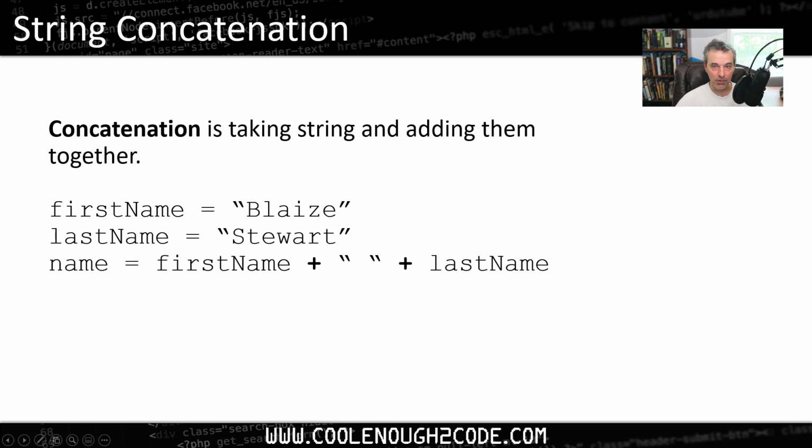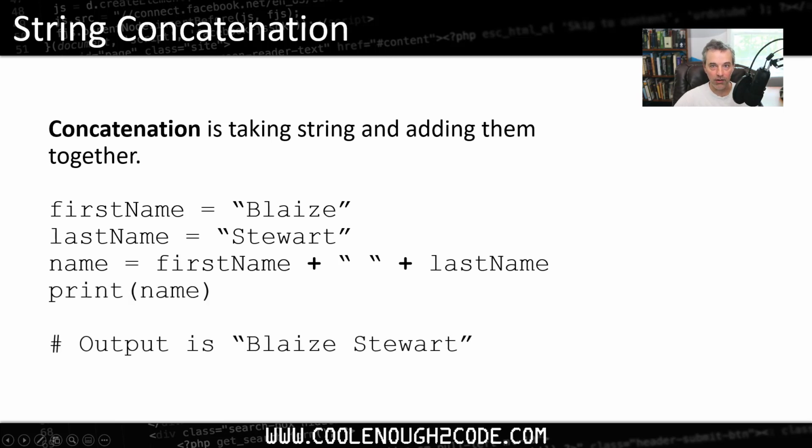I say first name plus space, which is that hard-coded space value there between the quotes, and then plus last name. So what this is doing is concatenating those three strings together. I have two variables that are string variables and then a hard-coded string to form a string that is name. And then if I print that, it would be the output of Blaze Stewart, with the space there. So you can see there, it's a very basic example of string concatenation. Let's go over to the IDE and actually combine this with keyboard input so that you can see how you can actually type in values and then concatenate them together and then print them out.